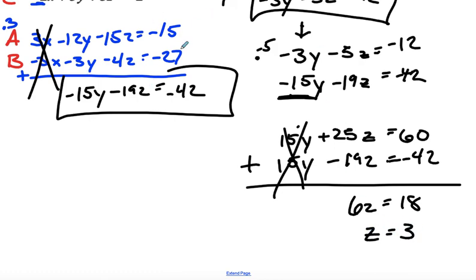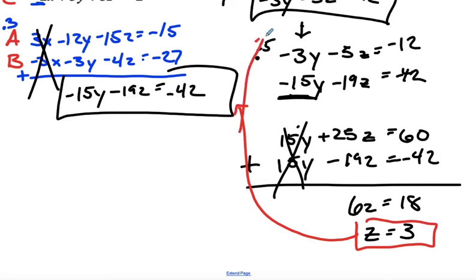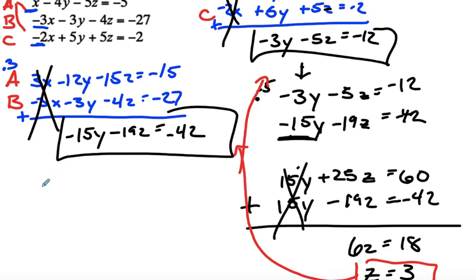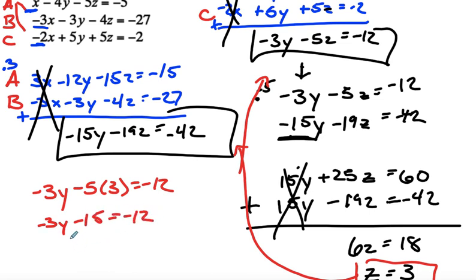So we do kind of 3 sets of elimination to get one letter. Once we have one letter, we kind of work our way back upwards again. So we're going to take that letter and plug it into one of our 2 variable equations, whichever one you feel more comfortable with. So for me, I think that the top one is a little bit easier to work with. So when I do that, I get negative 3y minus 15 equals negative 12. Negative 3y equals 3, which means y is negative 1.